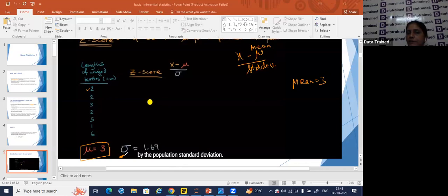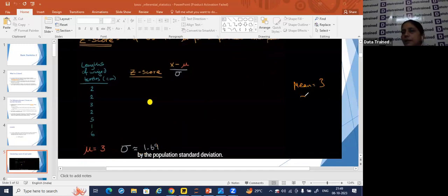This one is the standard deviation calculated. Standard deviation is 1.69 here. It is calculated on the basis of x minus mean, squared, divided by n. So the mean value is 3 and the standard deviation is 1.69.